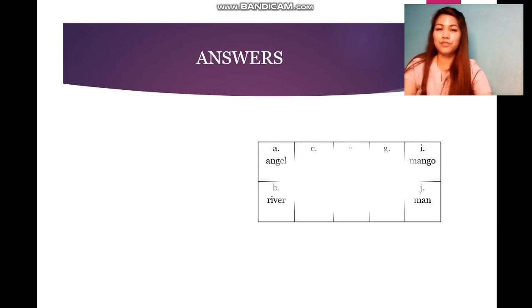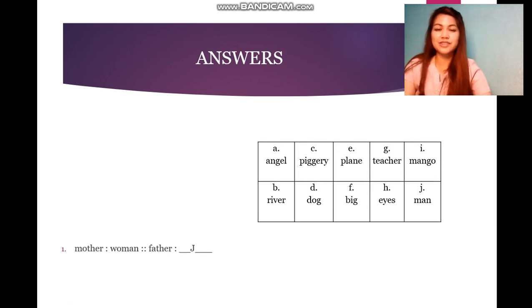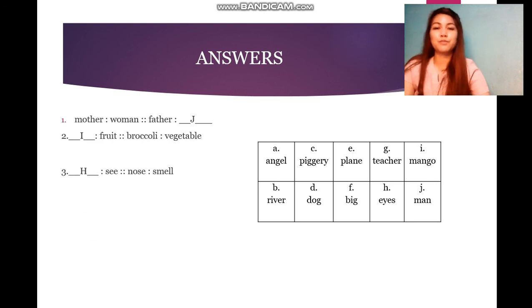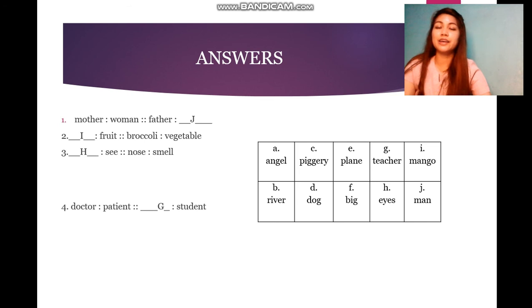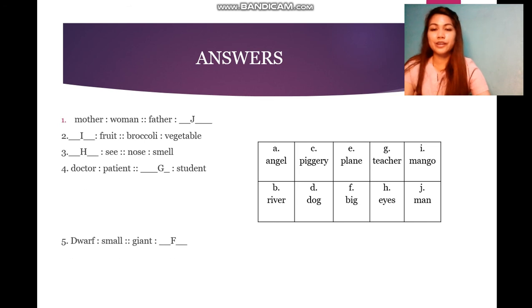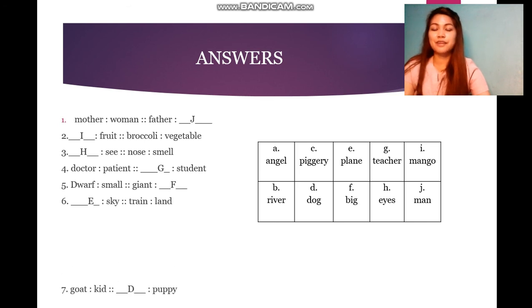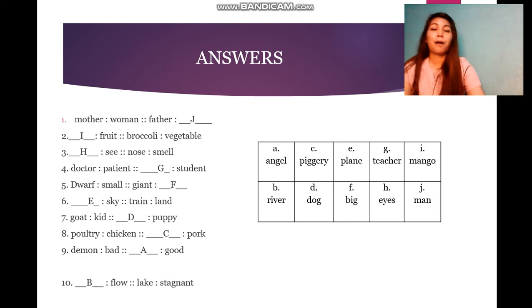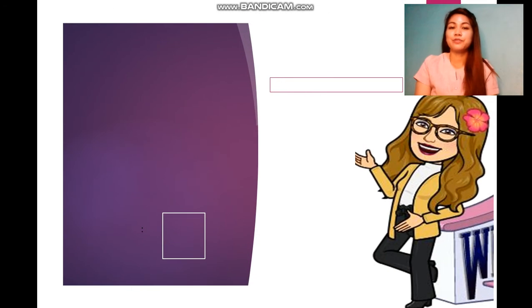Okay, but before we move on, let us check the answers so we can see who will get the highest score. Okay, so we have here the answers: number 1, letter J, 2, letter I, 3, letter H, 4, letter G, 5, F, 6, E, 7, D, 8, C, number 9, A, and number 10, B. Who got a perfect score? Okay, we're done with the first activity.